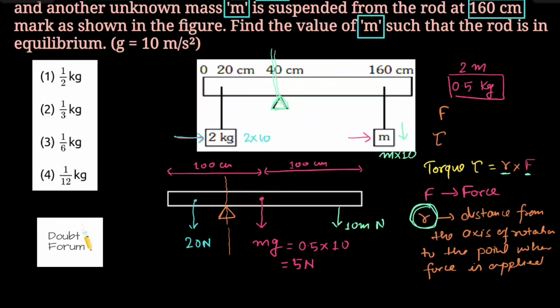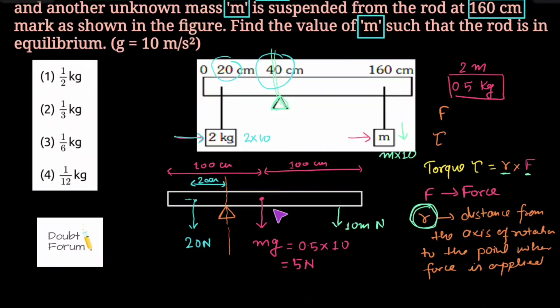So the first force is 20 Newton. For 20 Newton, the value of r would be this distance. This is the axis of rotation, and this is the point where the force of 20 Newton is applied. This point is at a distance of 20 centimeter from the 0 point, as given in the question. The wedge is at 40 centimeter from the 0 point. So this value would be 40 minus 20 equals 20 centimeter. So the value of r for the 20 Newton force would be 20 centimeter.